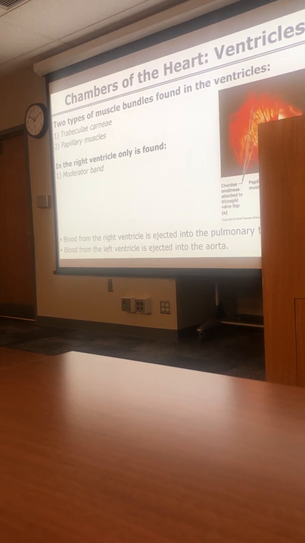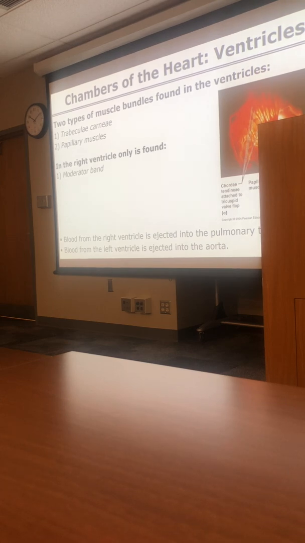There's also something called a moderator band that we find inside the right ventricle only. The moderator band is a specialized trabeculae carneae, only in the right ventricle, that runs from the interventricular septum. The interventricular septum is the wall between the two ventricles, and the band goes from the septum to the right ventricular wall, and it's part of the conducting system. So you may see a moderator band when you're in the laboratory.